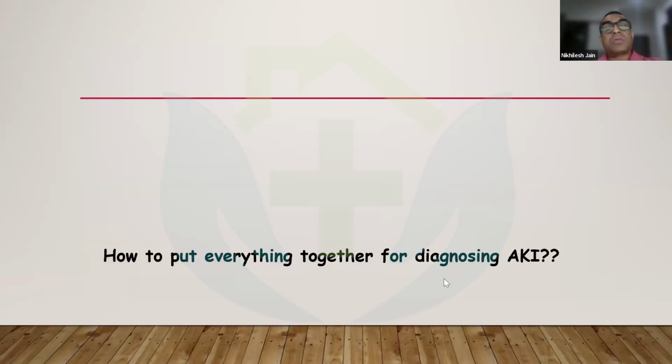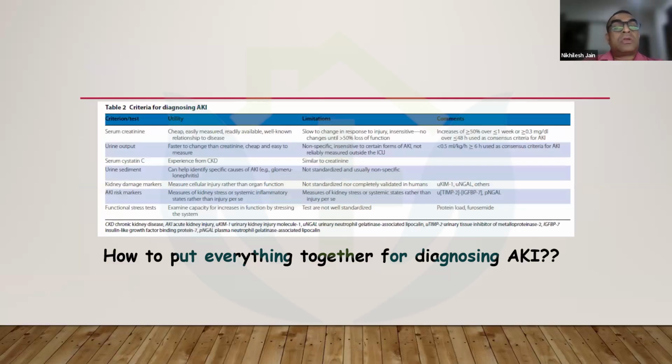So how to put everything together for diagnosing acute kidney injury? You need to put together all these things. You need to know about these. You need to talk about serum creatinine, and what are the pitfalls and shortcomings. You need to talk about urine output, how it is insensitive to certain forms of AKI and may not be reliably measured. Then serum cystatin C, which has a similar profile to creatinine. Then again, urine sediment, which can help identify extremely specific causes. But the problem that happens is that it is not standardized. Then certain kidney damage markers, UKIM1, UNGAL, others, then risk markers, which are again difficult to talk about in terms of how much value and how much validation they carry, but nevertheless they need to be known.